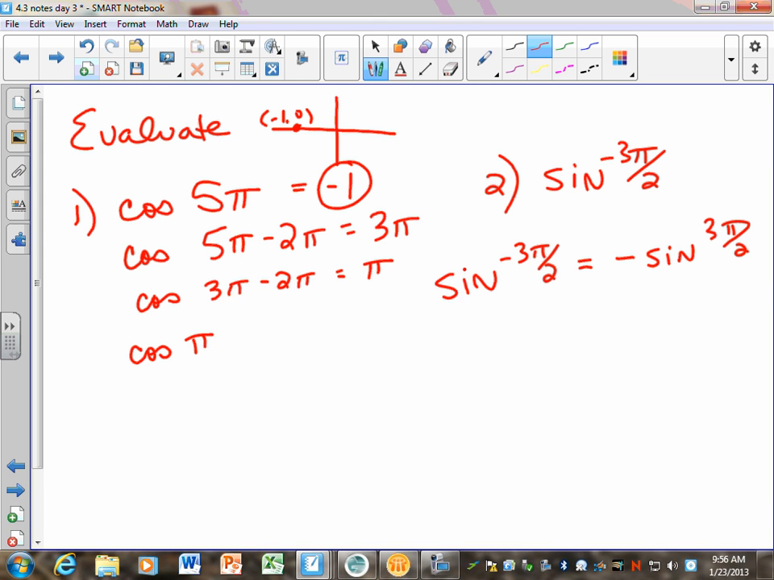Do you know what the sine of 3 pi halves is? That's what you see on my paper a lot. I draw a little picture, and I say, where's 3 pi halves? Down here, right? What's the ordered pair down there? 0, -1. And sine is the x or the y? So the y is -1. So this is like saying negative of -1. Or the answer is just positive.